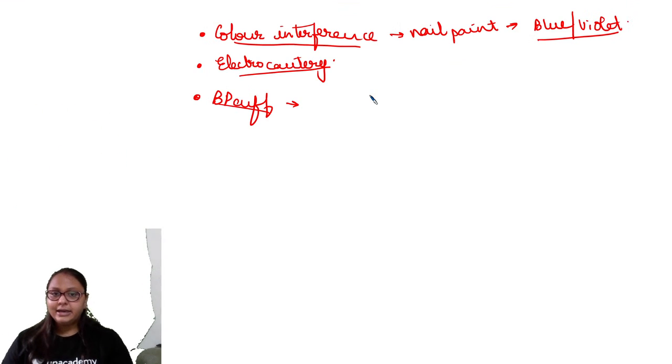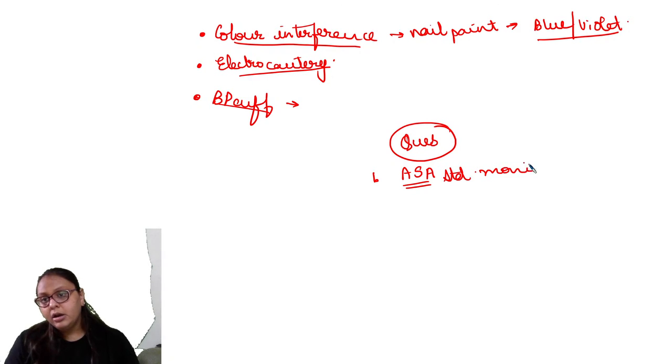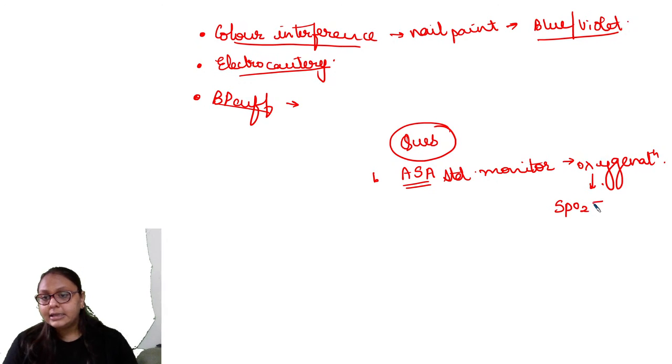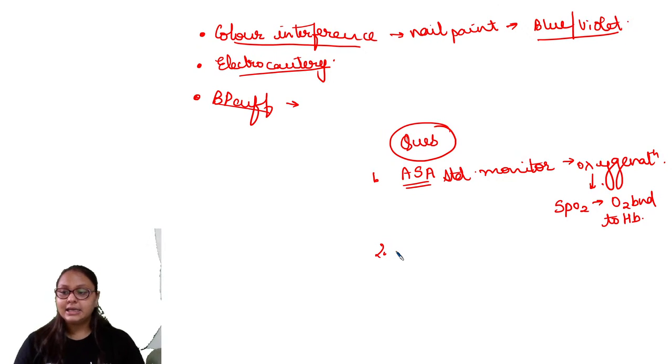So, what we studied in today's class and what are the questions which can be asked from the pulse oximeter: first very important thing, it is a standard ASA monitor, which will tell us about the oxygenation of blood, but it is telling us only the SpO2, that is the oxygen bound to hemoglobin. It is not telling us about the dissolved oxygen or the total oxygen. Now, the second question which is most frequently asked is, what are the parameters which are shown: it is showing us SpO2, the pulse rate, tissue perfusion and the perfusion index.